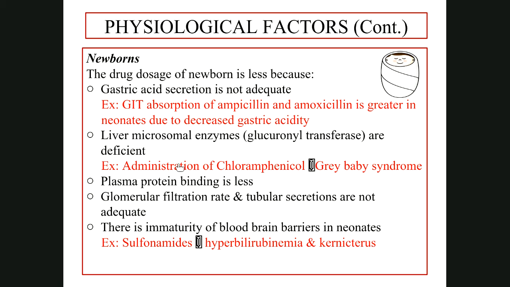Now, example of gastric acid secretion. So GIT absorption of antibiotics in the penicillin class, such as amoxicillin and ampicillin, is greater in neonates due to decreased gastric acidity. So their gastric acid is very weak and very less. So these drugs will be absorbed to a greater extent.